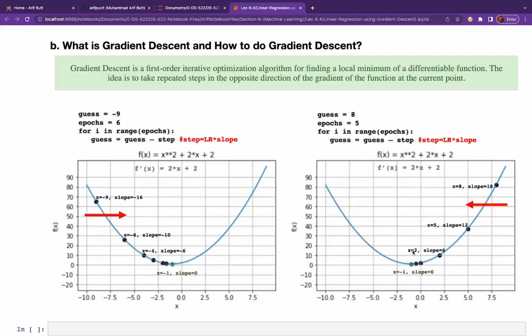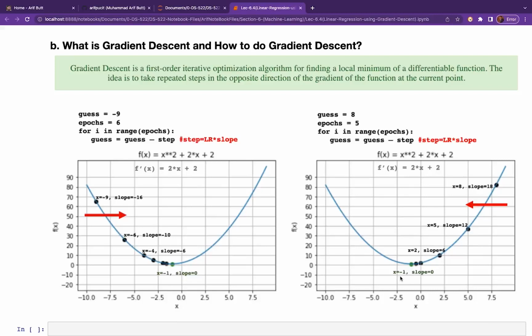Now consider this right graph, excuse me, and the corresponding pseudocode, of course. Over here I have started with the random guess of x is equal to 8, and the derivative of the function at x is equal to 8 is positive 18. Since the slope is positive, so we move left by decreasing our previous guess. We decrease it from 8 to 5, then 5 to 2, and so on. We continue until we reach the value of x where the slope becomes 0, and that is once again x is equal to minus 1, the same answer.